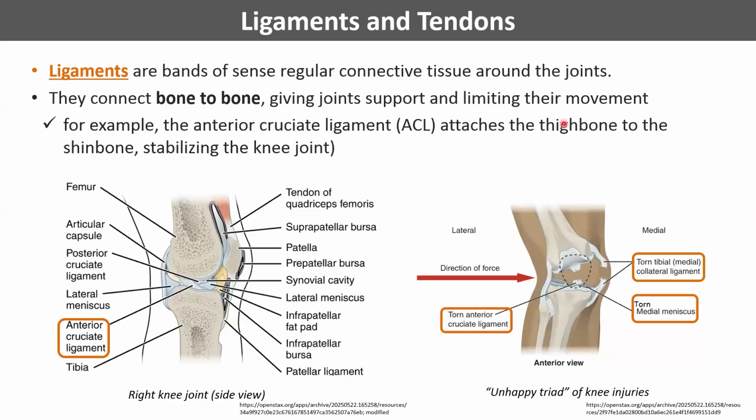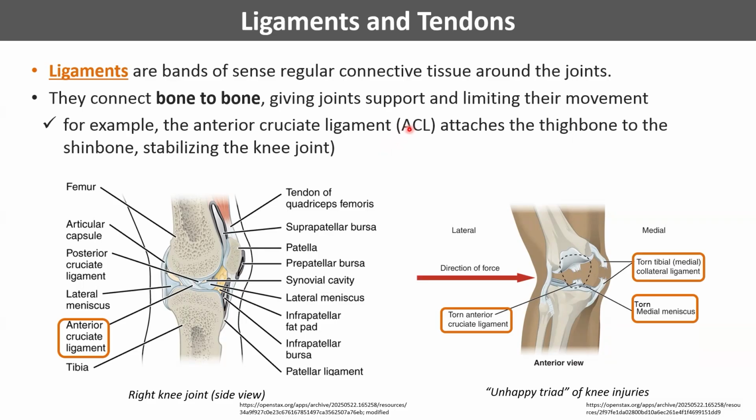And now let's talk a little bit about ligaments and tendons. And you have to know the difference between ligaments and tendons. So ligaments connect bone to bone, and they support the joints, and in a way they limit their movement. So they allow joints to move in a very particular direction. An example of a ligament will be the ACL. I'm pretty sure everyone has heard about the ACL because it's one of the most commonly damaged ligaments in the human body.